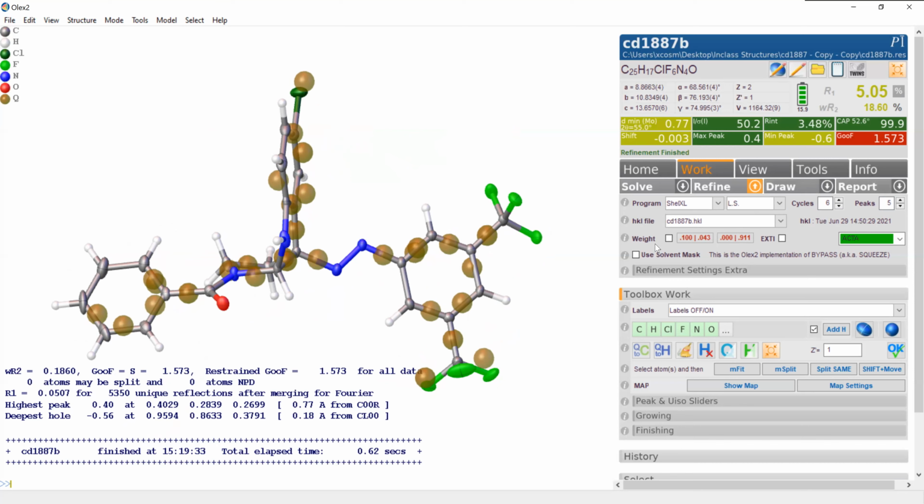So now we can start changing the weighting parameters. I'm going to use the suggested weighting parameters provided by OLEX. So I'll click on it. And if you're using OLEX.refine, I think you have to check the box. And then you hit refine.